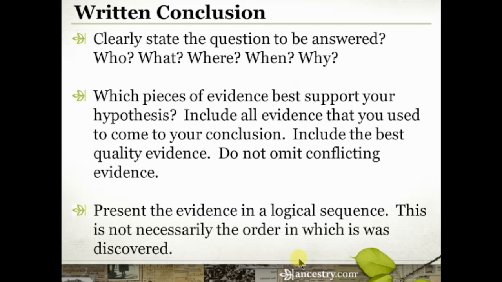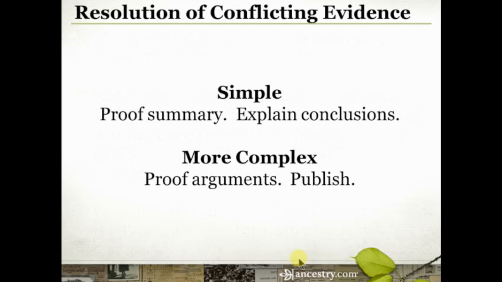So when you write it up or when you put this information together, put it in some kind of a logical sequence. There are a couple of ways to do this, and we'll look at some examples here as we wrap up. There are a couple of ways to write your summary. The first one is a simple summary where you explain your conclusions. And the more complex thing is to create proof arguments and actually publish those.